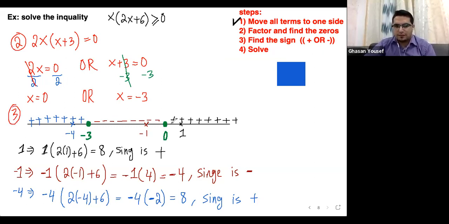The right interval, starting from which number, Ryan? From 0 to infinity. This is correct. This is the first interval. And what is the second interval? Just look into the sign here.